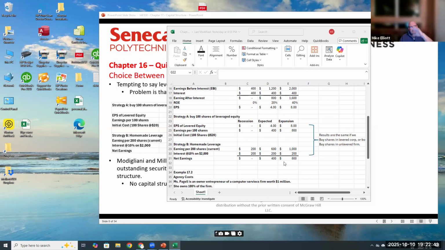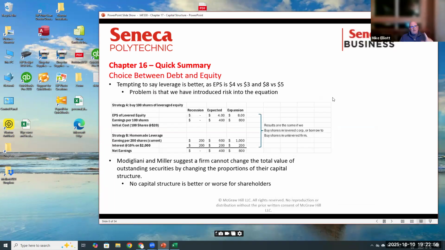Now, that's true to an extent. Modigliani and Miller are right, but we have to be careful with how, sorry, not the earnings, the value of the company, I apologize. But we have to be careful with how we interpret this. And I'll show you in a second.